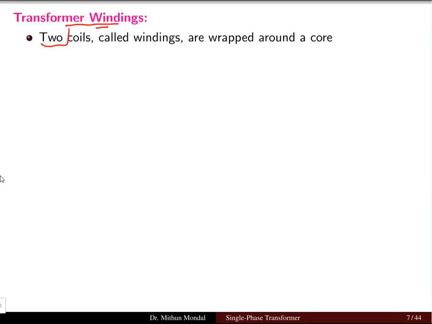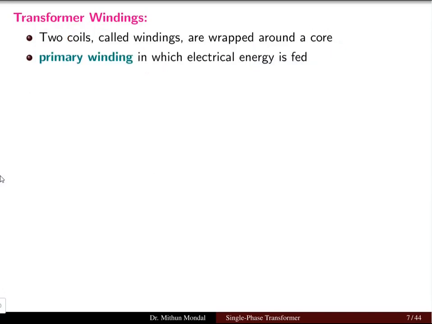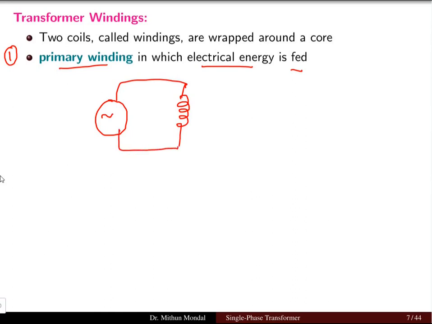Now let us understand what the windings present in the transformer are. There will be two different coils present in the transformer. These are basically known as the windings of the transformer, and they are wrapped around the core. The first type of winding is known as the primary winding, to which the source of energy is fed. So whenever we see a winding of a transformer that is fed with the supply voltage, it is known as the primary winding.